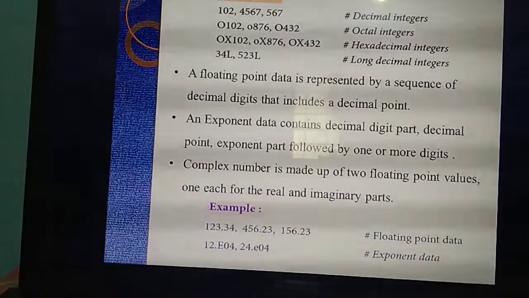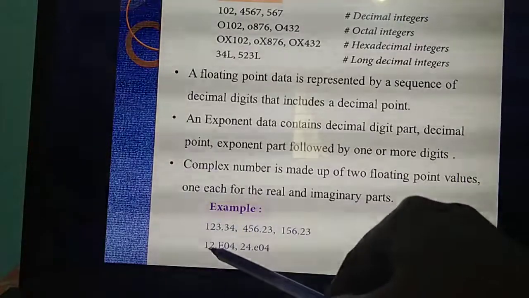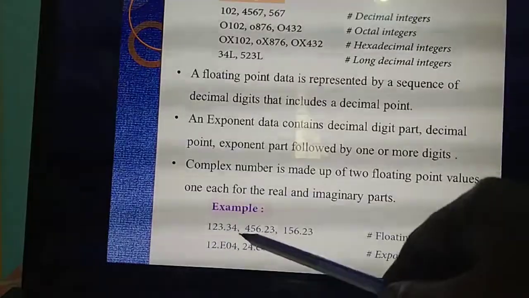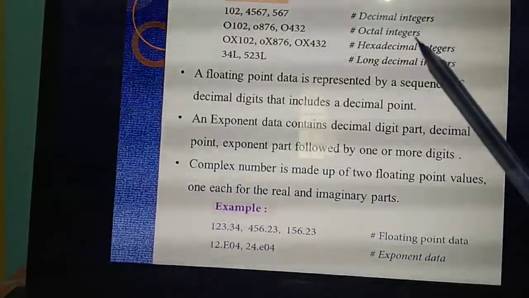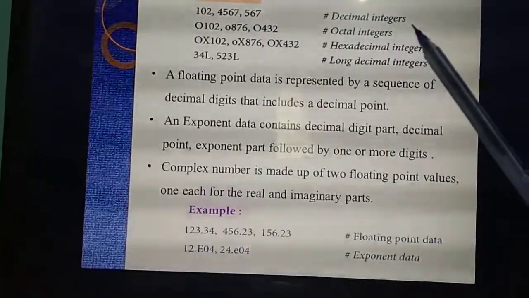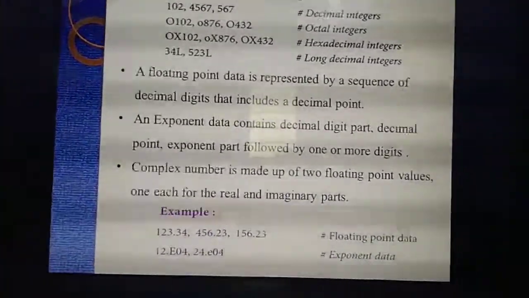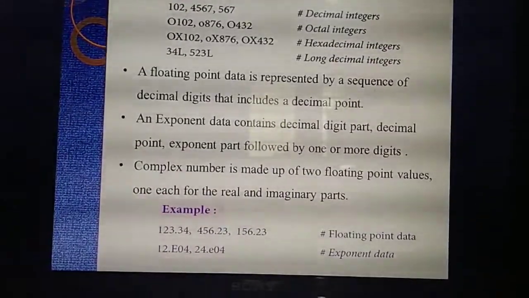3. So by seeing this example itself you study. The first part is the decimal part, the number. Next, the decimal point. Then the exponent E. Exponent is there. Then along with the exponent, followed by some numbers. What are the numbers? Here, 04. Understand? So by seeing this example you can understand.